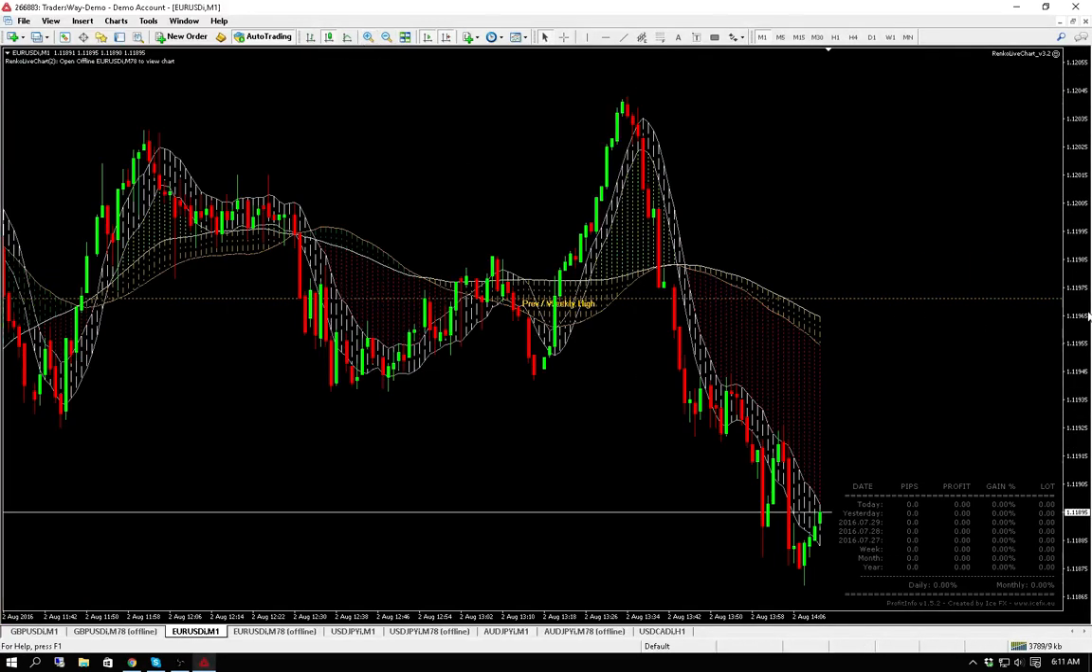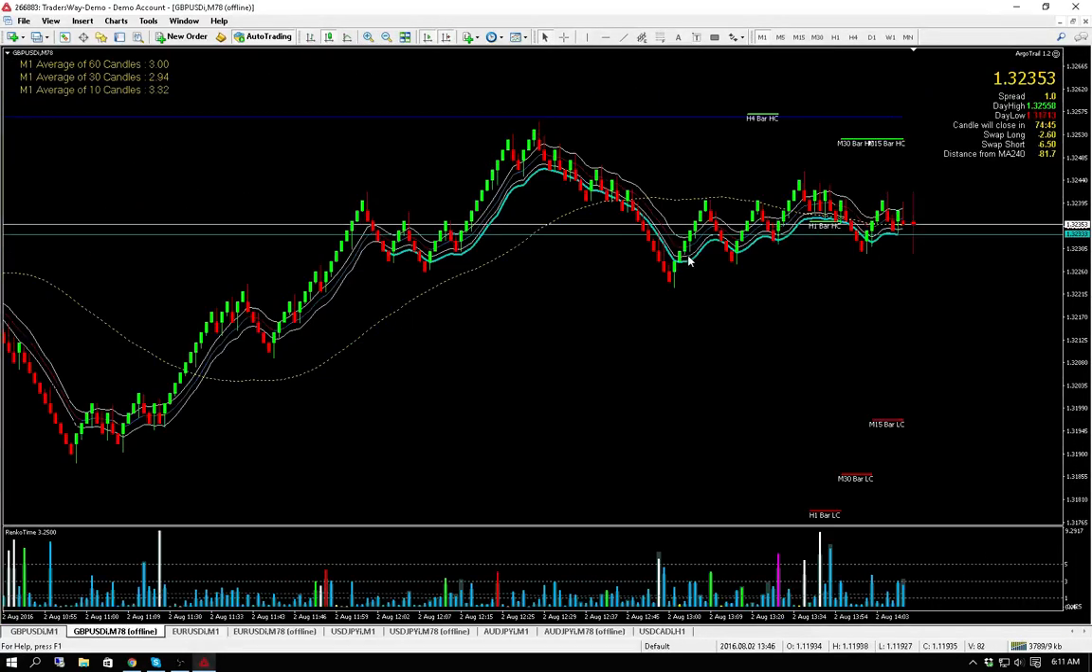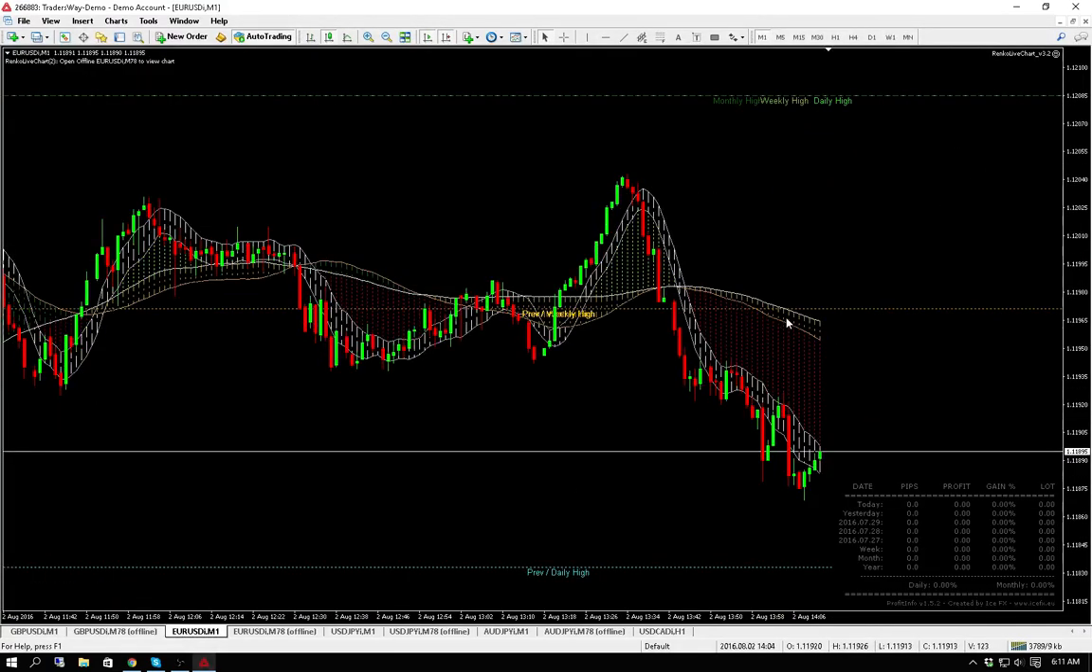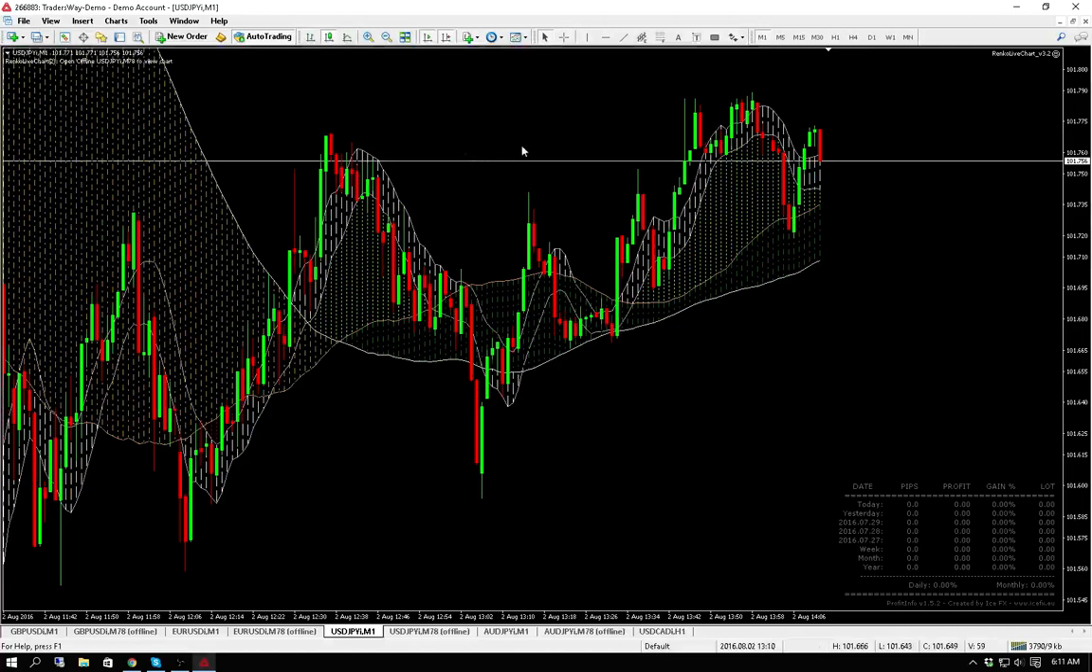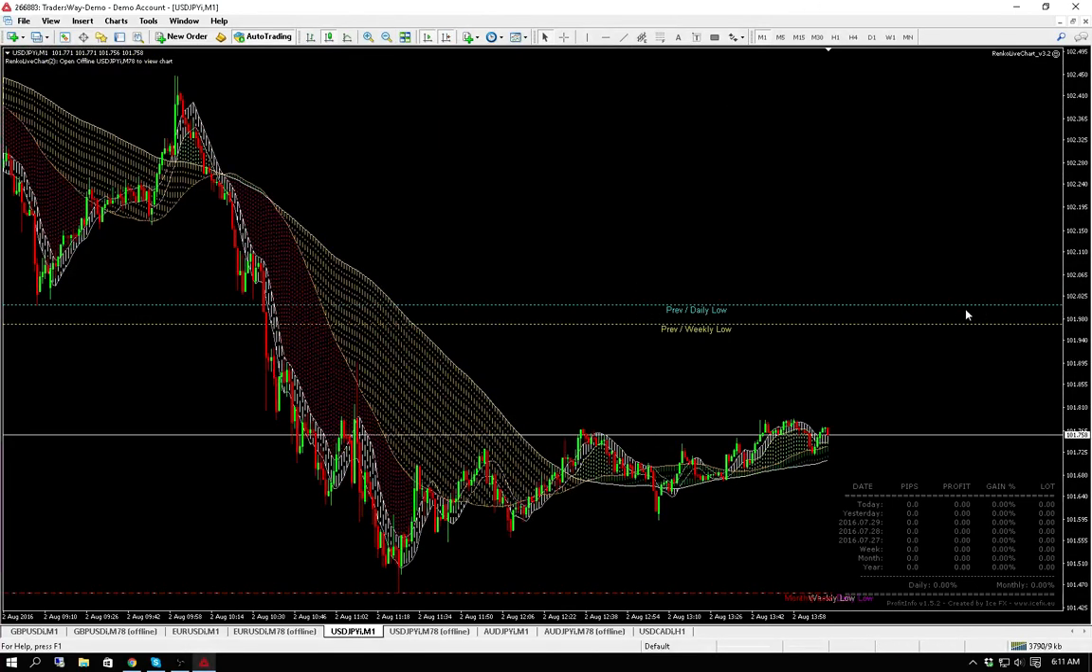GBP right now is a no-no. We're not watching it because, again, this is bad right here. It's braiding. Euro's worth watching. So let's move on to UJ. This is UJ. Let's zoom out a bit so we can get a look at the bigger picture.